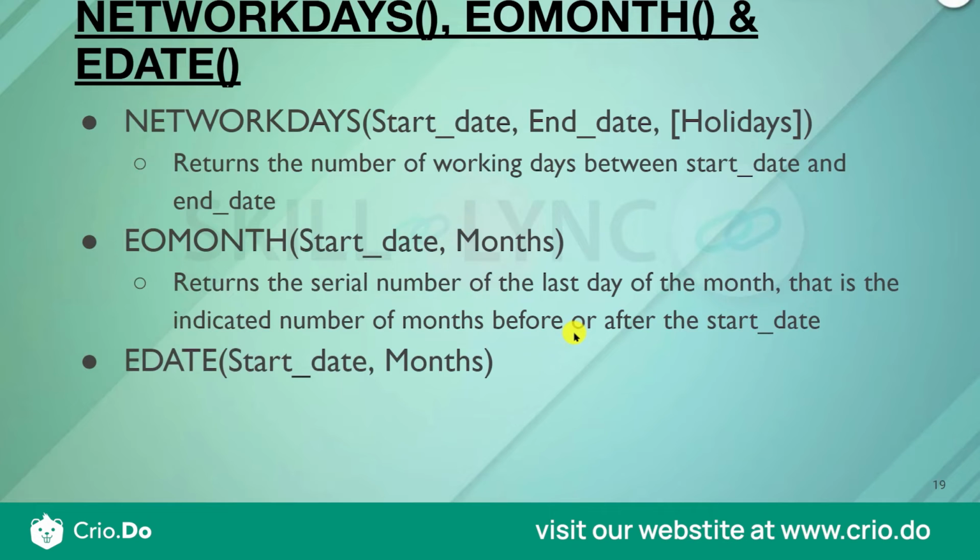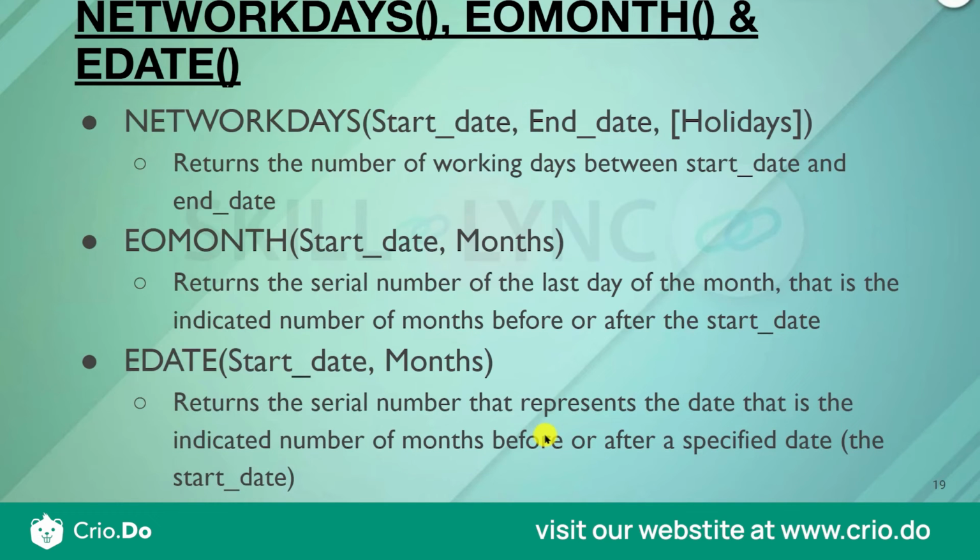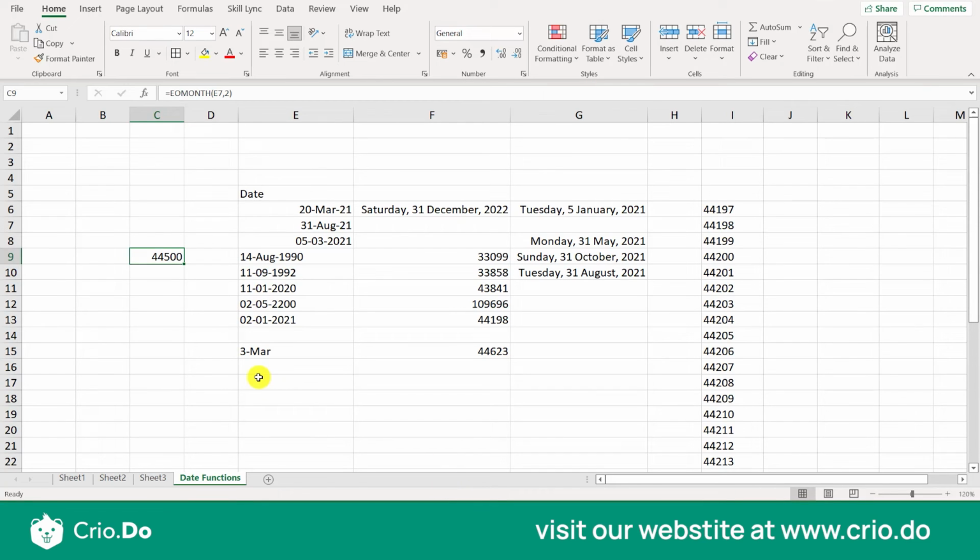Next function is EDATE. We are passing two arguments to this function, that is start date and months. So it returns the serial number that represents the date, that is the indicated number of months before or after a specified date. It works in the same manner as we are working with EOMONTH. This time it is returning the serial number that actually represents the date, not the end of the month. So let's try that also.